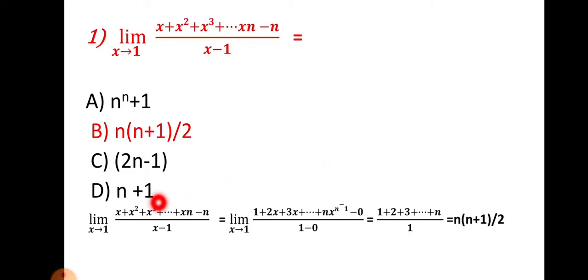In L'Hospital rule, we at first calculate the derivative of numerator and then the derivative of the denominator. In this case, if we take the derivative of the numerator, we get 1 plus 2x plus 3x square, and so on, and the denominator will be 1 minus 0. If we substitute x by 1, we get 1 plus 2 plus 3 plus up to n. This is the sum of all natural numbers up to n, which will finally give us n plus 1 divided by 2. That is option B. So option B is the correct answer for this question.